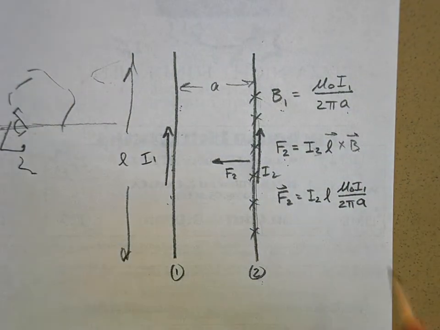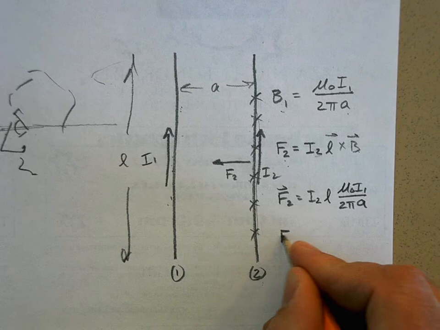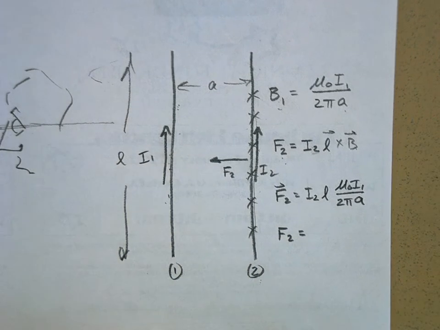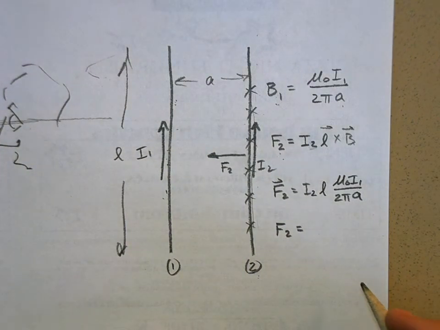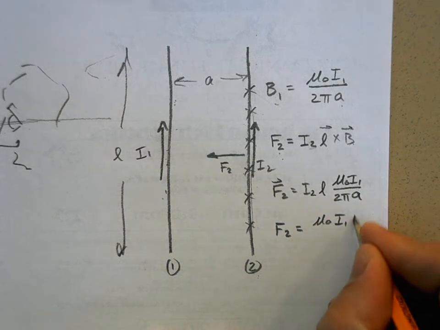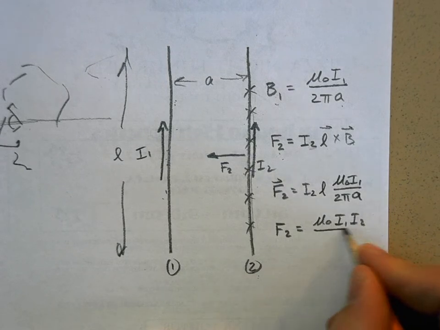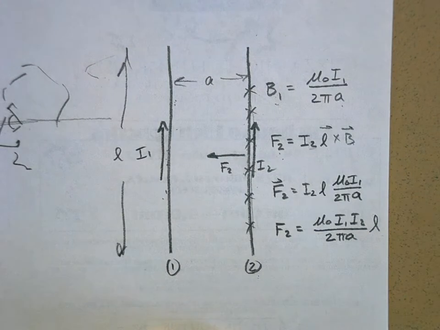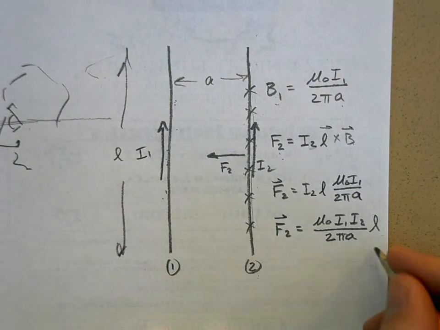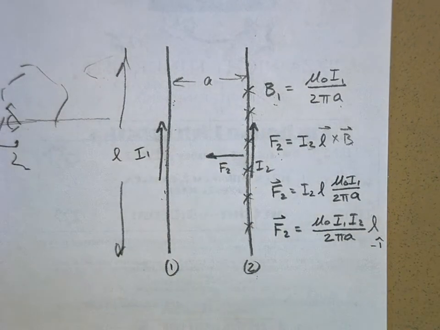And so now that looks kind of ugly. Let's put it all together. F2 is equal to mu naught I1, I2 over 2 pi A times L. Now what direction is it? It's in the negative i hat direction based on our cross product.